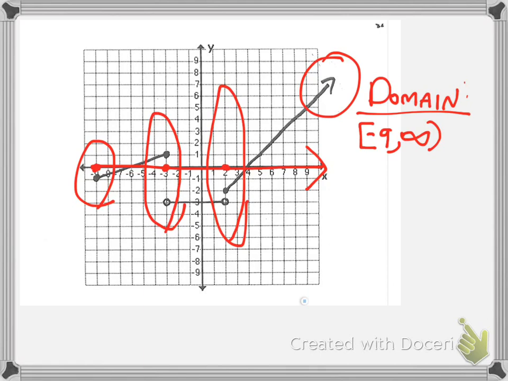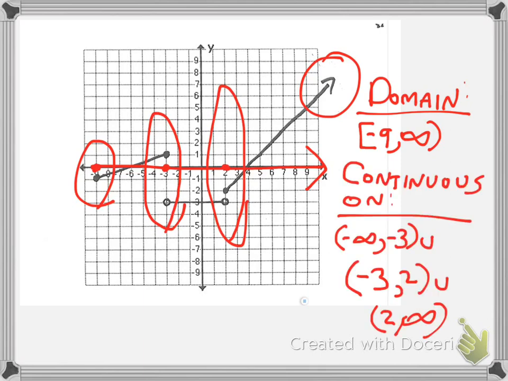However, there are two jumps in the graph, one at x equals -3 and one at x equals +2. The graph is only continuous from negative infinity to -3, -3 to +2, and +2 to positive infinity, again using open brackets for -3 and +2 because of the discontinuities and the jumps in the graph at those points.